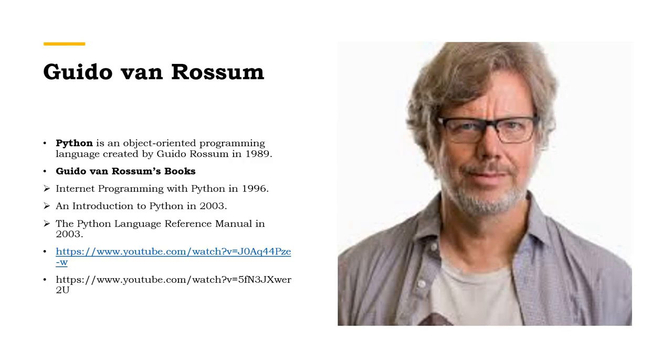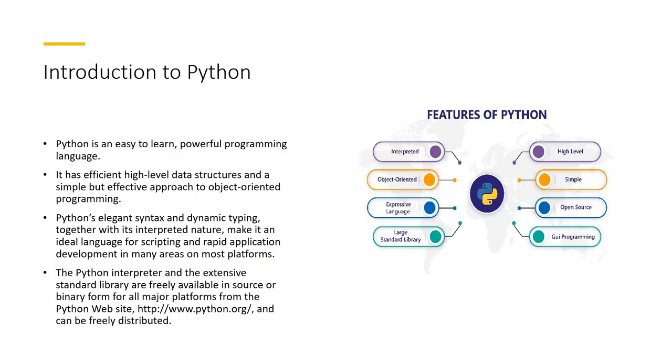So formally, Python is an object-oriented programming language. It is easy to learn. Why easy to learn? Because syntax-wise, it is easy. And it is very efficient in high-level data structures that I told you about, the different types of built-in data structures we already have in Python. And syntax-wise, typing-wise, it is very easy.